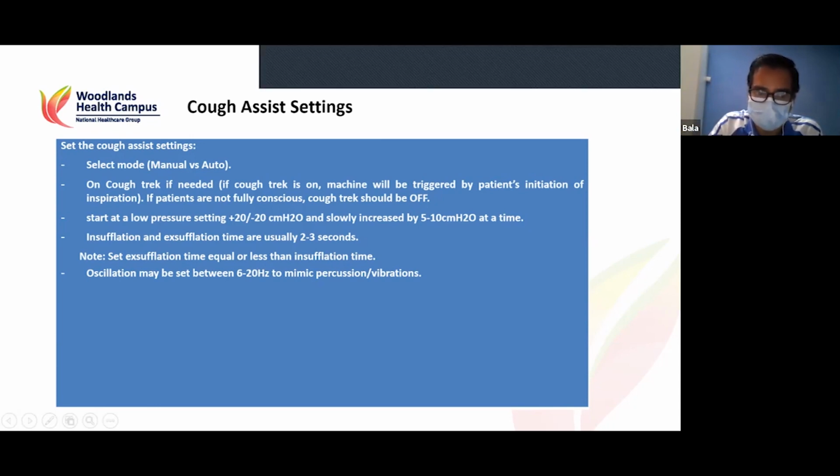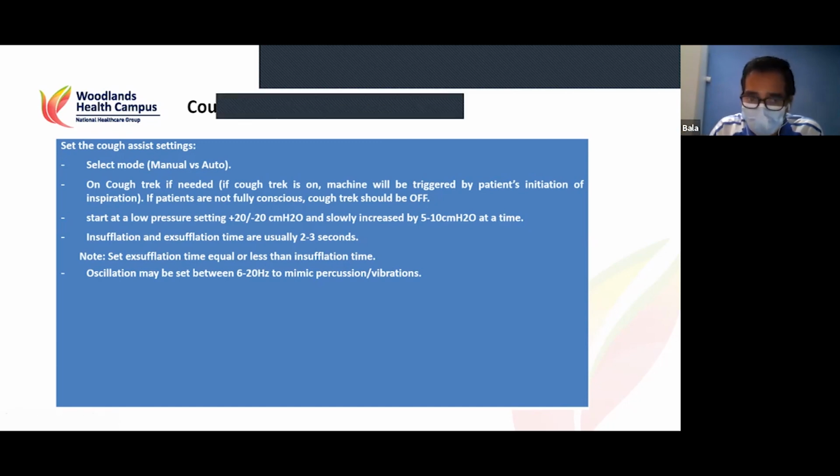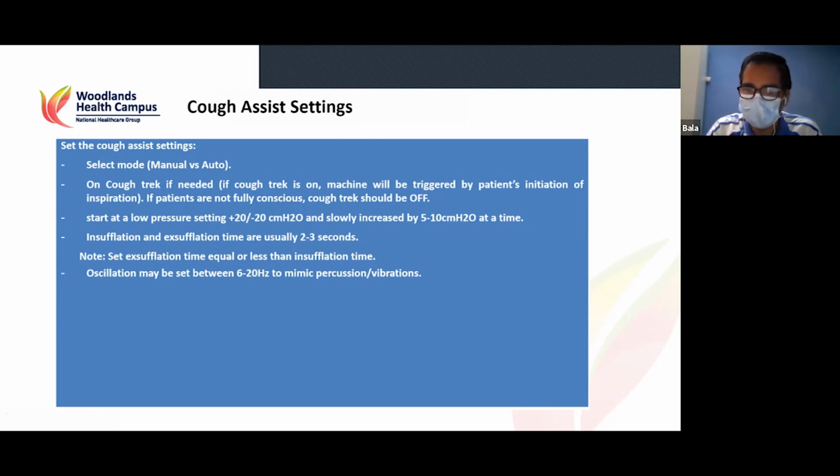So that's what cough track's function is. So when you start a cough assist, you always start with low pressure, which is +20, -20, and then you slowly increase the pressure. The question which is normally asked is, what is the optimal pressure? The answer given in most articles is that the phlegm should be able to come out into your tubes. That is your optimal pressure.